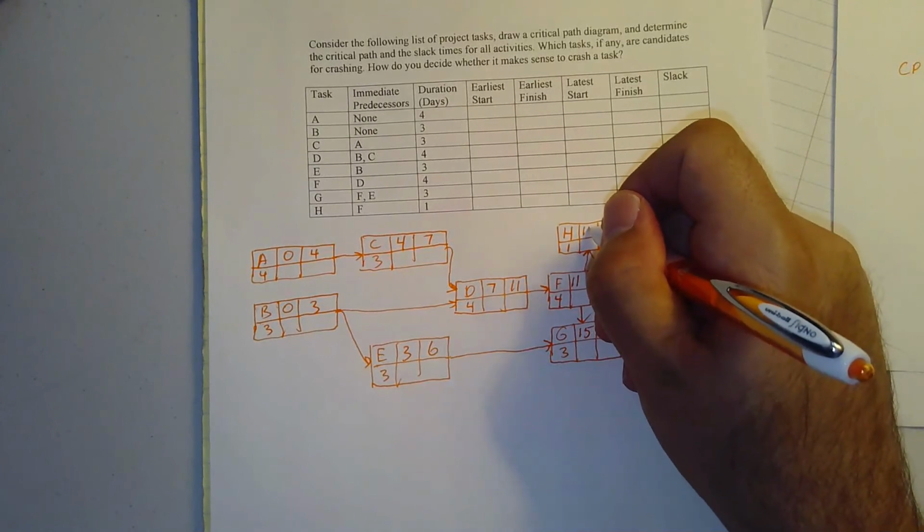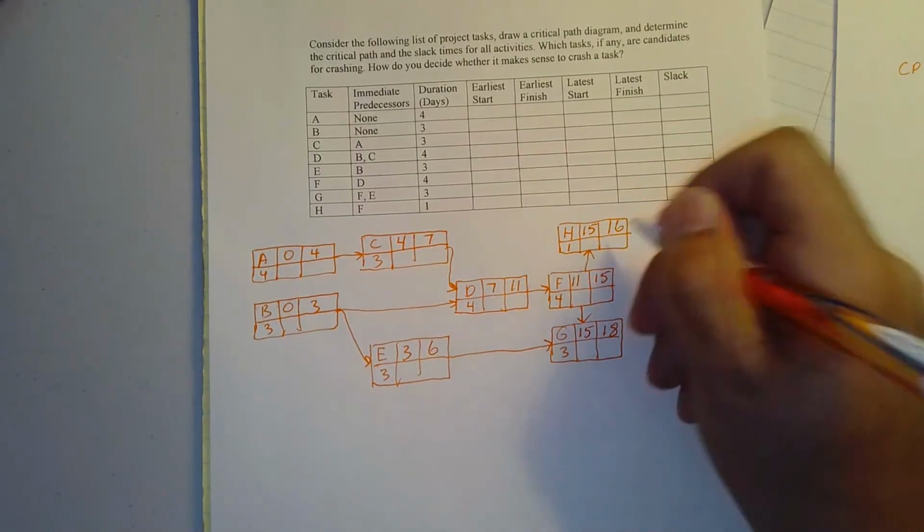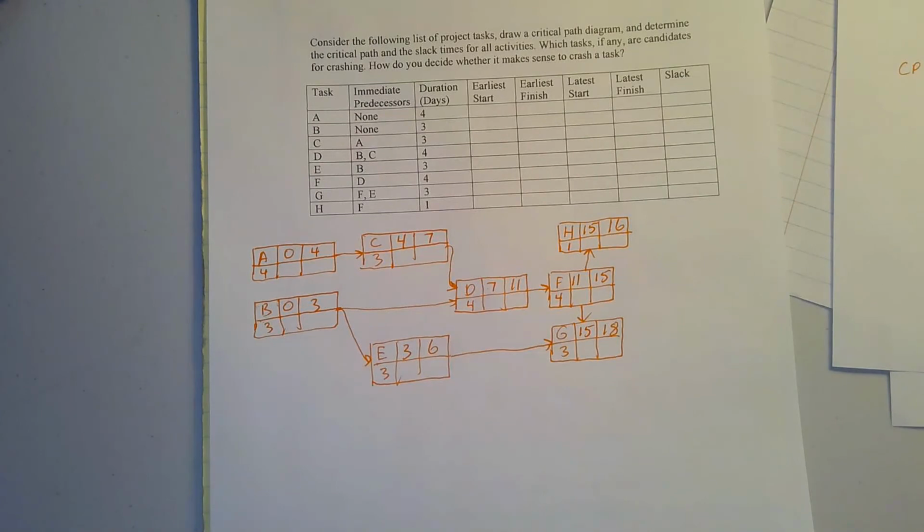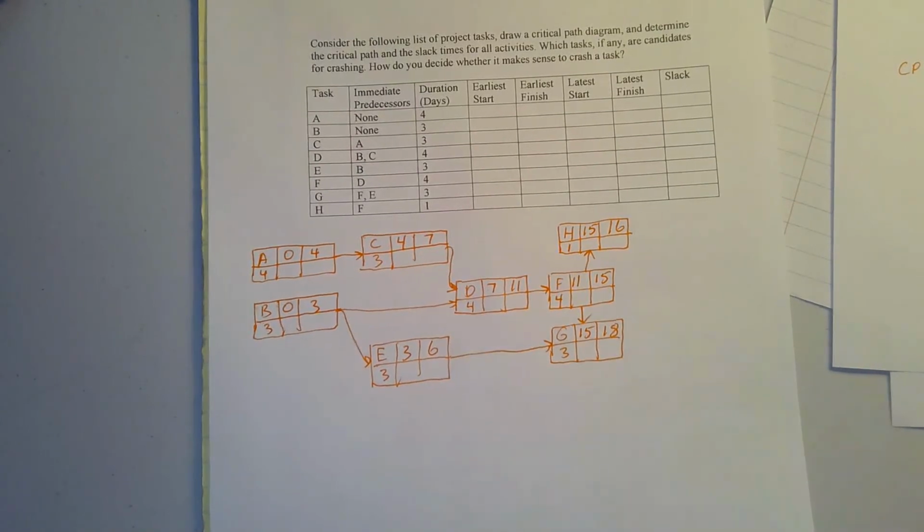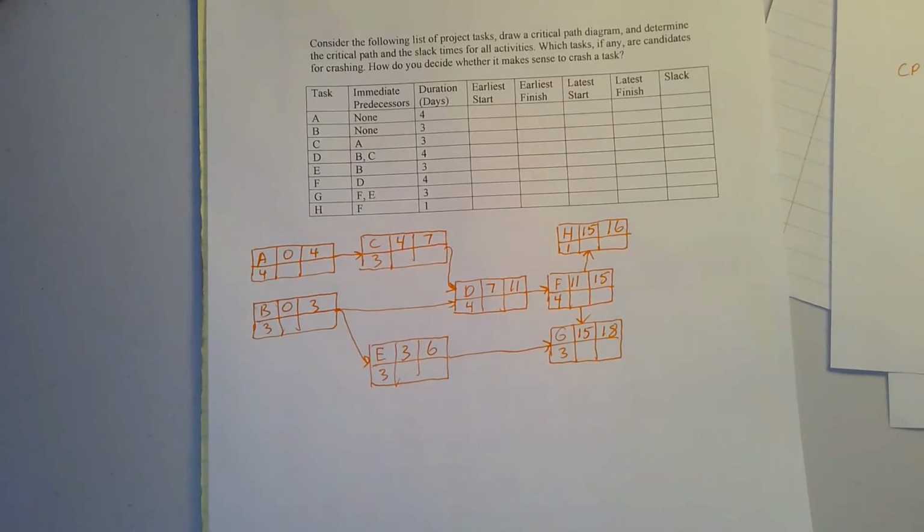H could start by time 15. Its earliest completion would be 16. So the earliest that this project could be completed is time 18. All right, now I can go backward through the project. I'm going to start by saying, well, what's the latest that these final tasks can end without delaying the project?